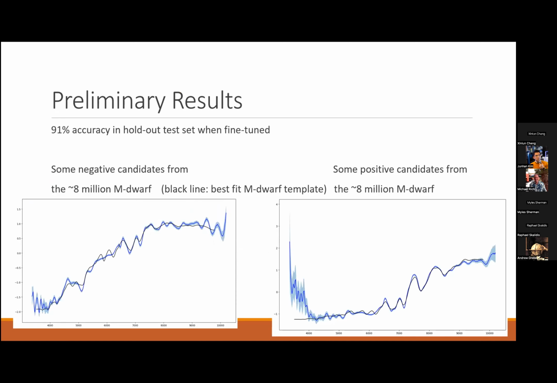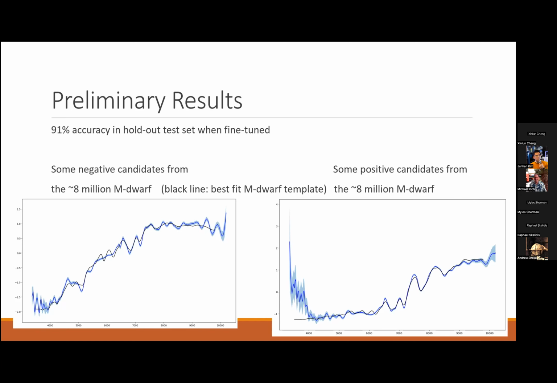So what are our preliminary results? We're capable of getting 91% accuracy in our holdout testing set on the fun team. Holdout basically means this testing set, the network has never seen it before. So we have a training, a validation, and a holdout test set. All the other things, for example how to avoid overfitting, are focused on using the training and validation sets. So the network has never seen the testing set before.